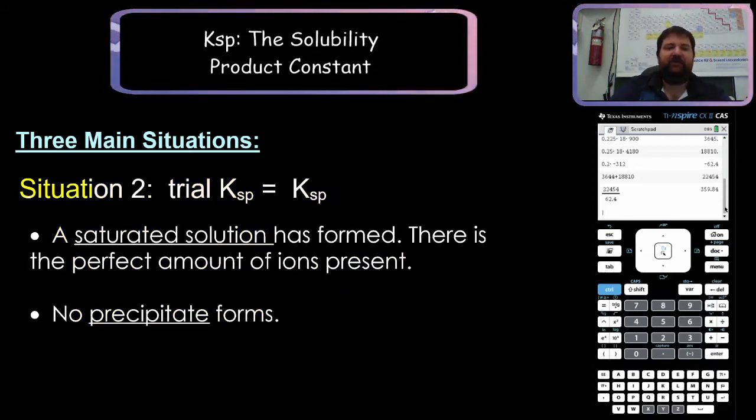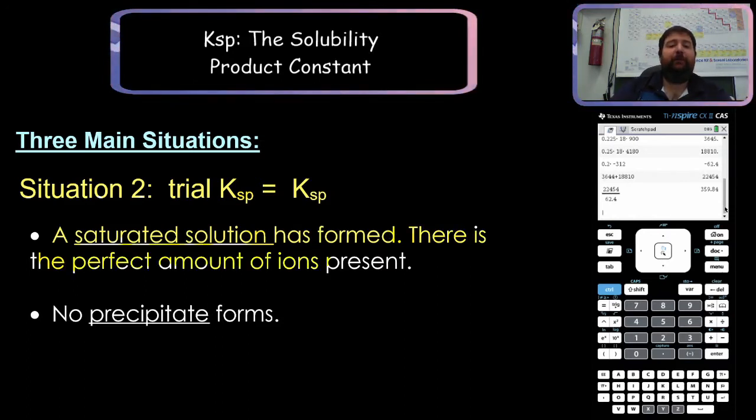The second situation, what if when we calculate our trial KSP, it is the same or equal to the KSP given to us? What does that mean? That means that we have a saturated solution. That means that we are at the point where we cannot add a single atom more, because if we did, it would be supersaturated.